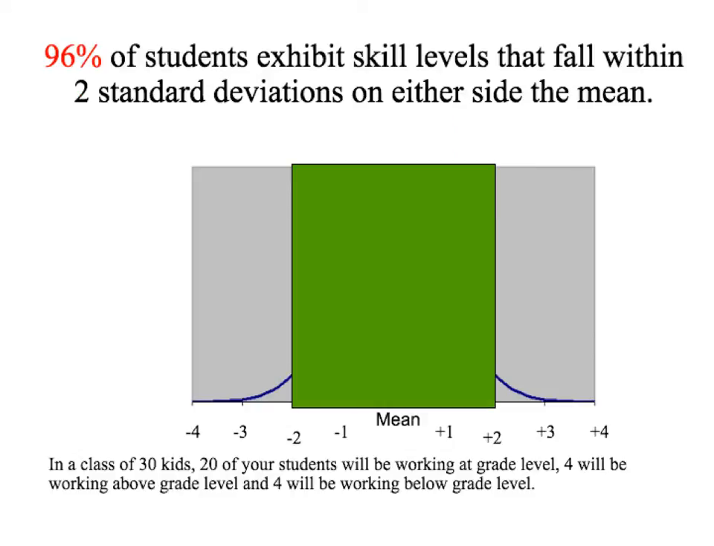Again, based on the normal curve, 96% of students exhibit skill levels that fall within 2 standard deviations on either side of the mean. See? 2, 2. So in your class of 30, we already said that 20 of the kids will be working at grade level, and you'll have 4 who are working above grade level and 4 who are working below grade level. Statistically speaking, your results may vary.